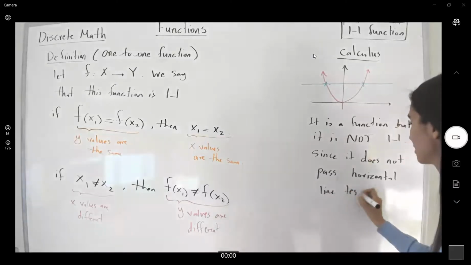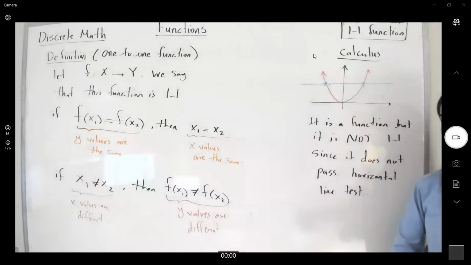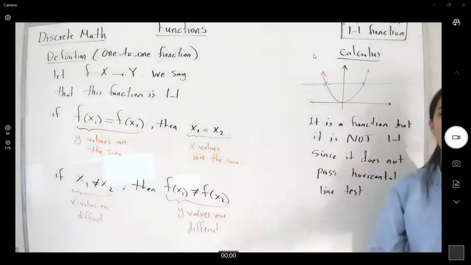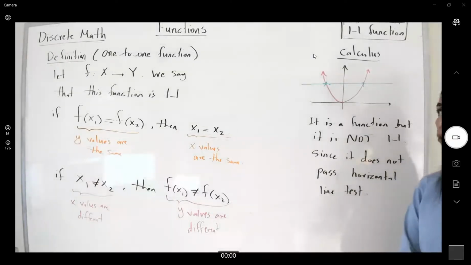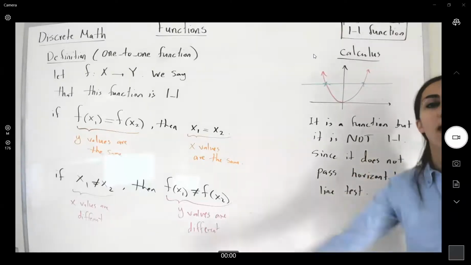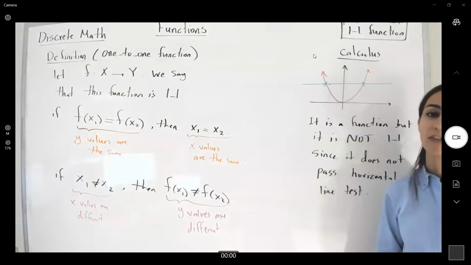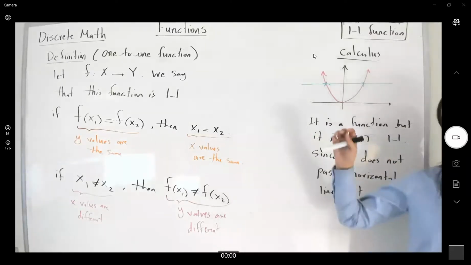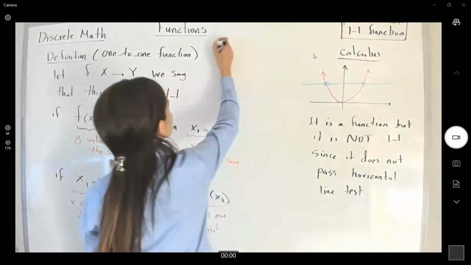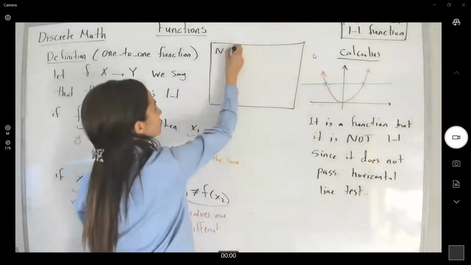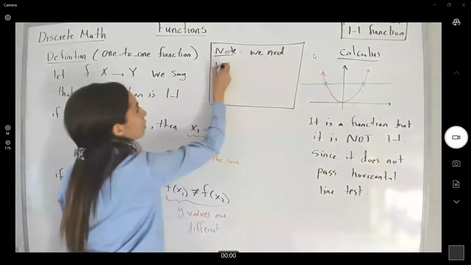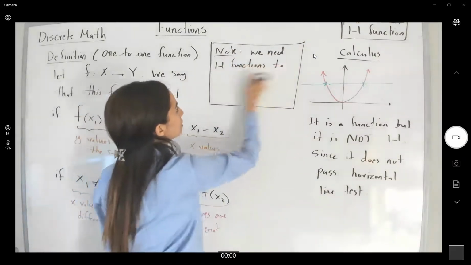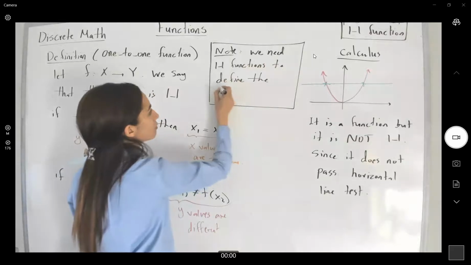So I expect you to ask, why do we even need one-to-one functions? We already have functions. What's the point of defining something new? Well, we're going to use one-to-one functions in composition between two functions. If a function is not one-to-one, you cannot define the inverse and eventually compose the function with its inverse. You don't get the identity function. So note that: we need one-to-one functions to define the inverse function.